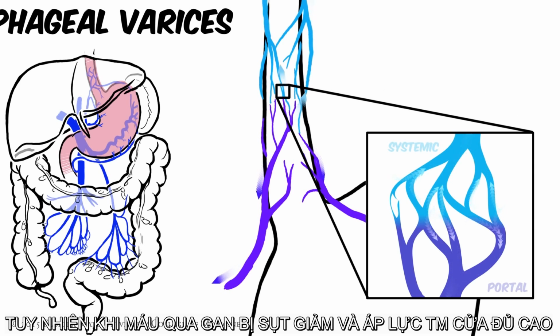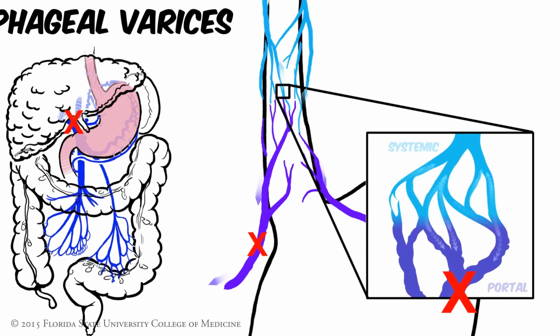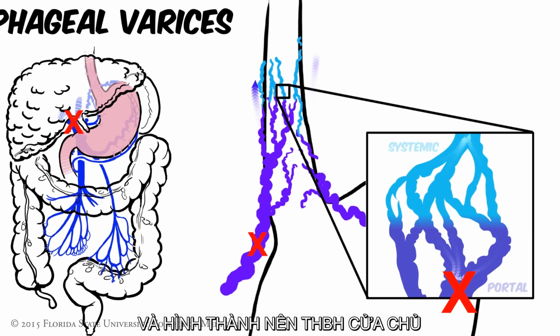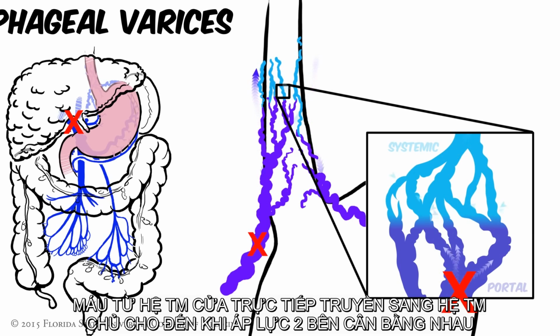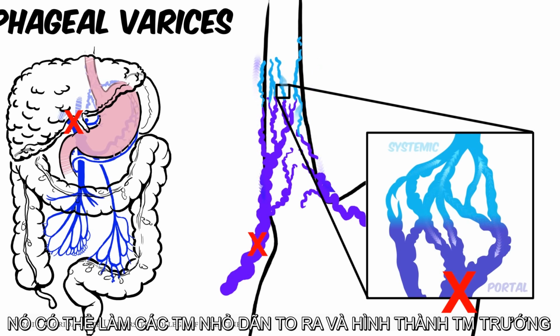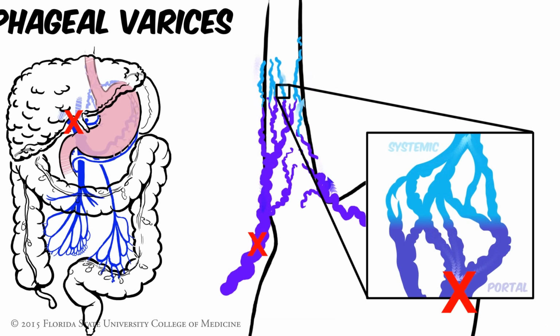However, when portal blood flow through the liver is impaired and portal pressure becomes high enough, then some portal blood will be shunted to the lower pressure caval system through the interconnecting channels, thus forming a portosystemic anastomosis. Portal blood will continue to be sent directly to the caval system until the pressure in the two systems becomes equal again. If a large amount of portal blood is shunted this way, it can cause the smaller systemic veins to dilate and form varicosities, or varices.